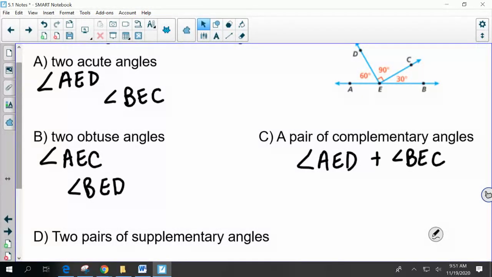Okay, and then a pair of supplementary angles. So 2 angles equaling a straight line. Kanan? AEB. Okay, AEB is a straight line. Yeah, we're going to have 2 of them though. AEC, I just heard. And which one would go with AEC? BEC. BEC. Okay.